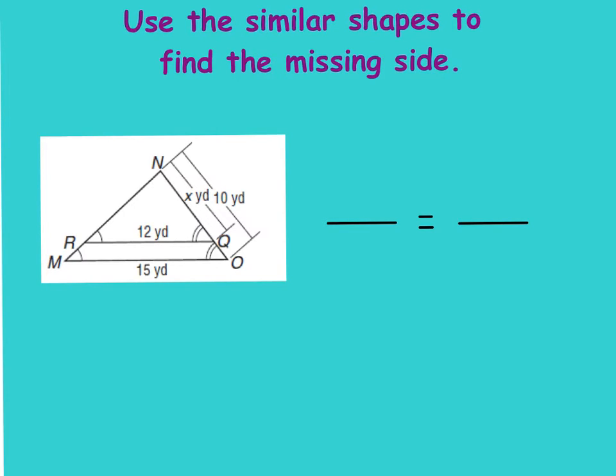All right, again, remember there's more than one way to do this, but if I take a look at just the bottoms of the two triangles, I'm going to match up the 12 with the 15. And then if I take a look at the small triangle again, I'm going to match up the x with the 10.